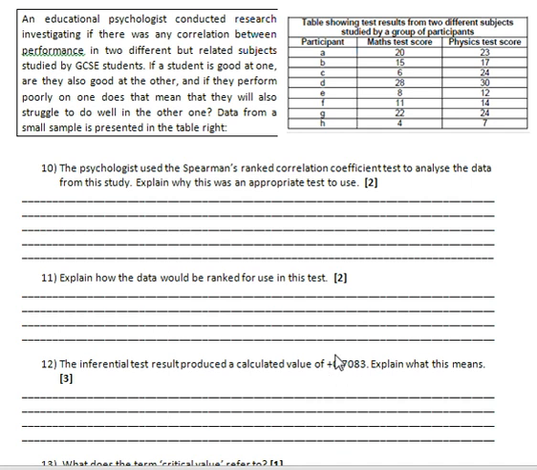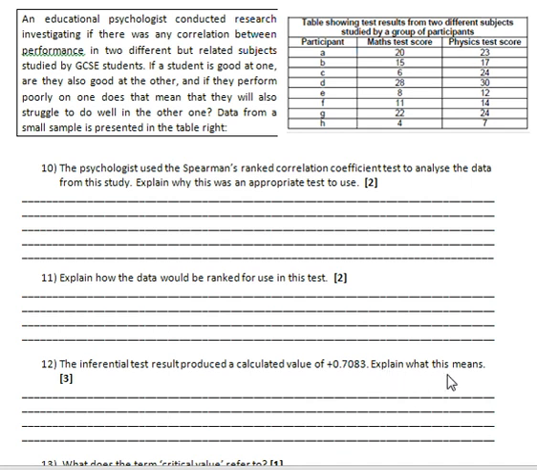It's 0.7, so some people have described it as moderate, but it's moderate to strong. So moderate or strong is fine. It's probably more strong than moderate, I would say personally, but it's completely up to you whether you put one or the other. But you would say that there is a positive, strong correlation, and then you put it in context. So you say between maths and physics scores.